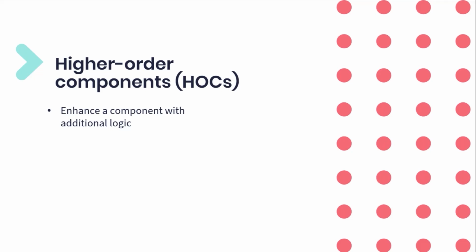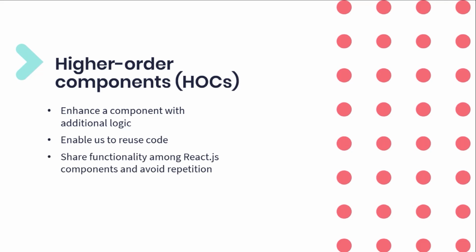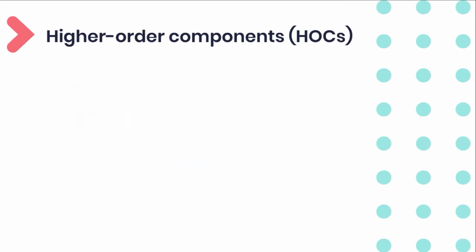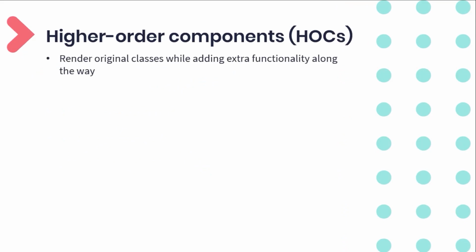So in other words, HOCs allow us to reuse code. And this in turn allows us and our team to share functionality among React.js components. And by doing so, we can avoid repeating ourselves. In essence, HOCs are React component classes that render the original classes whilst adding extra functionality along the way.